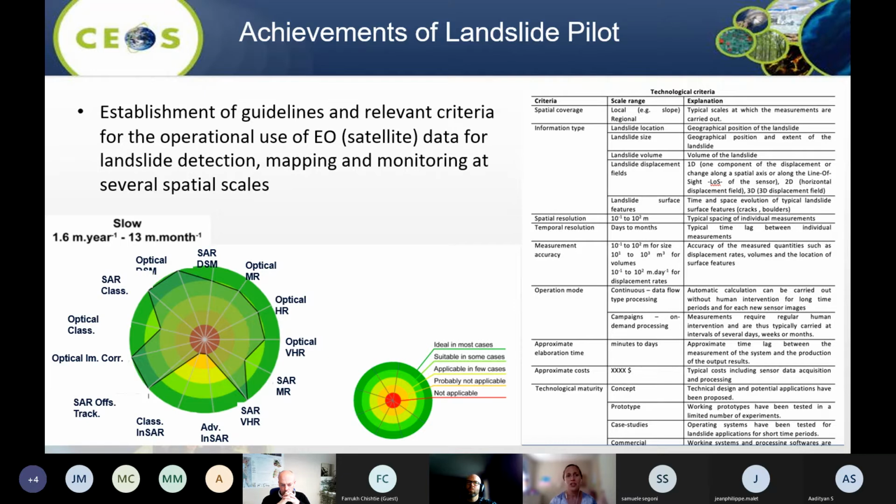So in terms of the achievements of the pilot, this is what Jean-Philippe was just talking about. This is an example of how to use different types of data based on the types of landslides you're trying to map. We're still in development. The hope is that we submit this publication at the beginning of next year. And really the goal is to establish guidelines and relevant criteria for the operational use of Earth observation data for the community, for detection, mapping, and monitoring at different spatial scales.